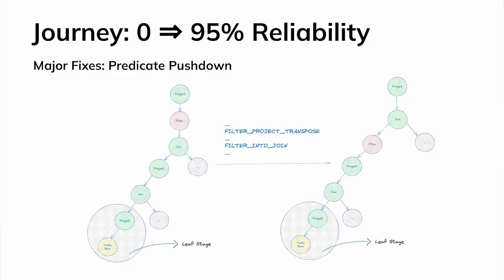Then if you have a plan like this on the left, which is a very common thing for anti-join queries, or anti-semi-join queries, aka the NOT IN clause, in that case this won't work because your filter project transpose won't be able to push down the red filter node. And your filter into join rule will work, but you want the filter node to go down to the leaf stage. So yeah, that was the issue.